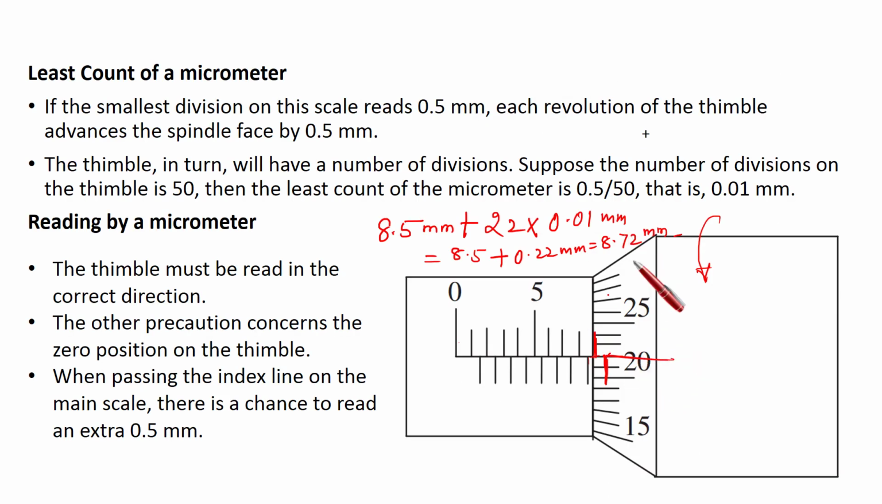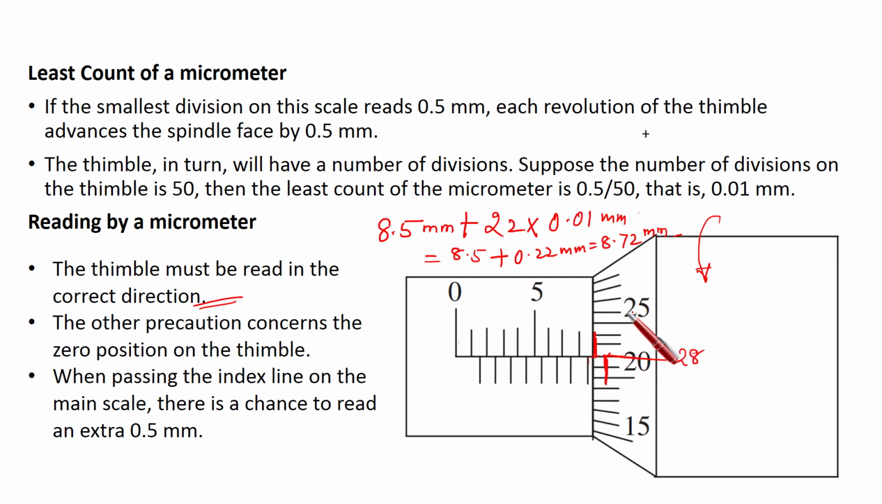From that side, from 50, this is 25, 26, 27, 28. Because 20 and 15 are not written, we may make a mistake by counting from that side, and it will be 28. So in that case you will write 28 and you will make a mistake. From this side it is 22, from that side it is 28. So it is written that the thimble must be read in the correct direction. While taking the reading we have to take care of this.